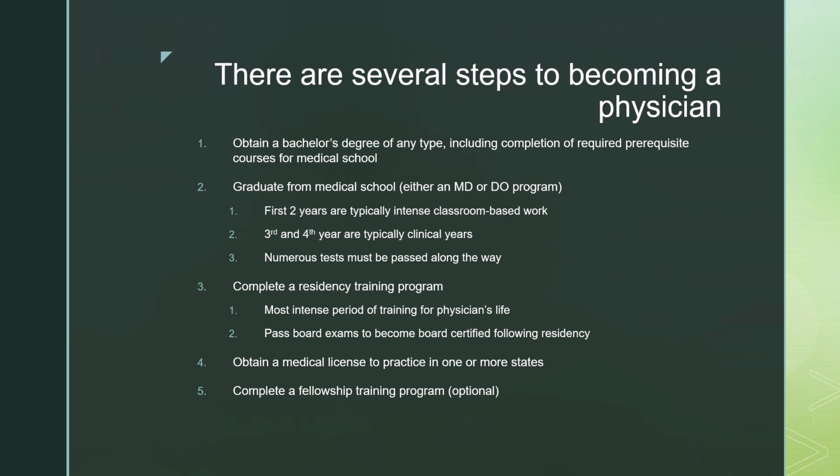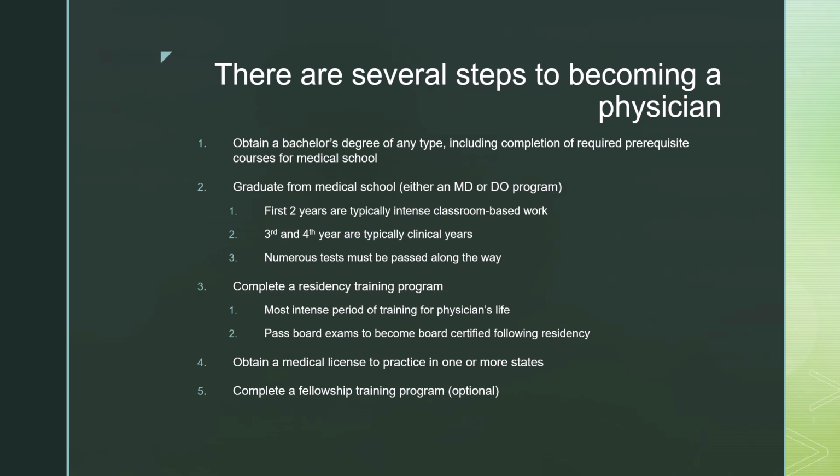First, you have to obtain a bachelor's degree. This can be from any college or university and can be of any type. For example, you can have a bachelor's degree in music and go to medical school. However, you do have to complete certain requirements for coursework prior to trying to get into medical school. For example, you have to take certain biology classes, anatomy and physiology. I remember having to take organic chemistry 1 and 2, which was very difficult, and then 1 semester of calculus, and several other prerequisite courses.